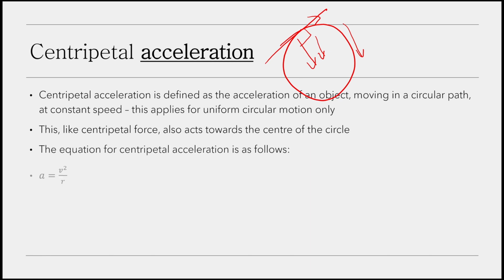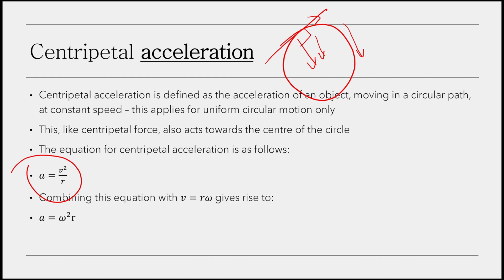And the equation for centripetal acceleration is this, where A is the acceleration, v is the velocity, and r is the radius. So A equals v squared over r. And when you combine that with our previous equation of v is equal to r omega, that gives rise to this lovely equation where A is equal to omega squared r. This is probably one of the more important equations that you need to know in the topic of circular motion, and I think it's going to be helpful in the following example question.